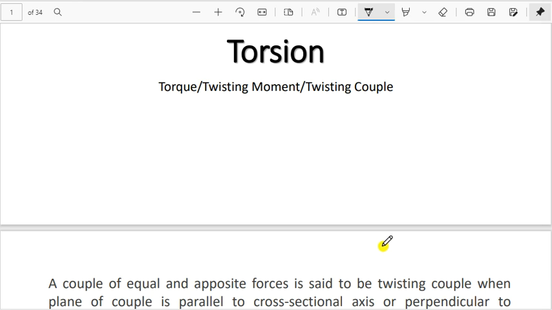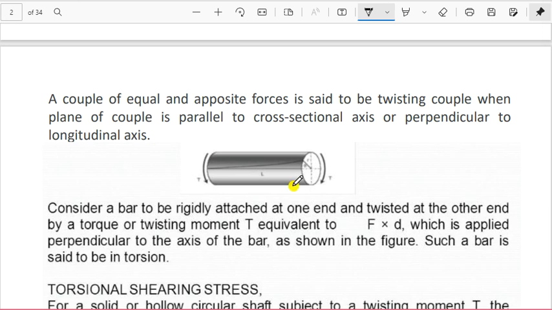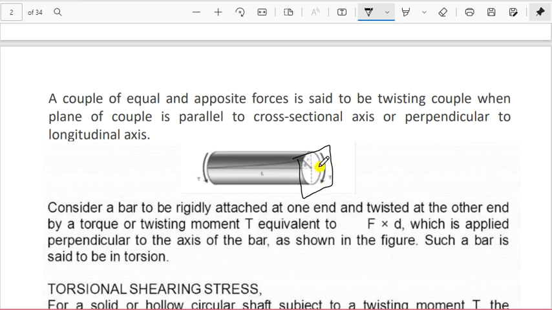with the definition of torque or twisting moment or twisting couple. A couple of equal and opposite forces is said to be twisting couple when a plane of couple is parallel to the cross-sectional axis. That means if I will draw a figure and explain it, this is cross section and it is in this plane. Then this plane, if a couple is acting in this plane, let us say this is force P and this is another force of equal magnitude in opposite direction.